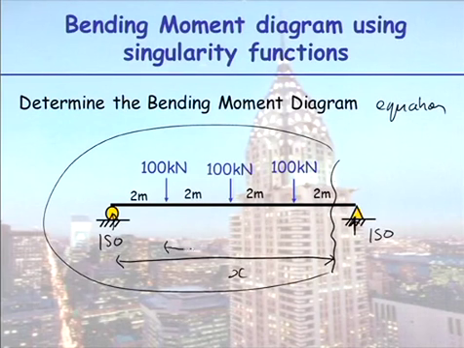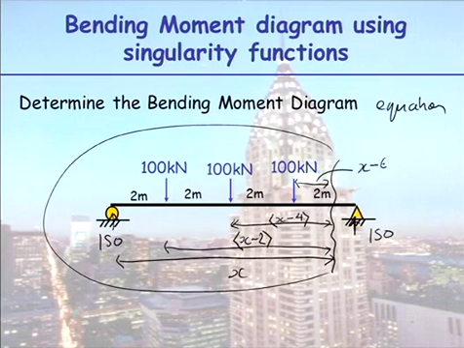So this distance in here is x minus 2 in my singularity brackets. This distance in here is x minus 4. And that final distance in here is x minus 6.